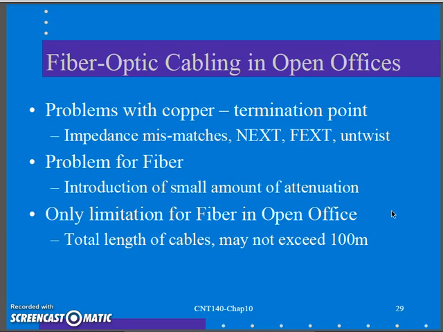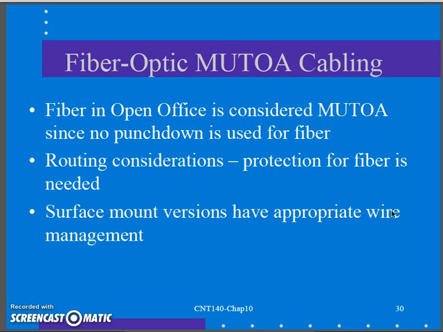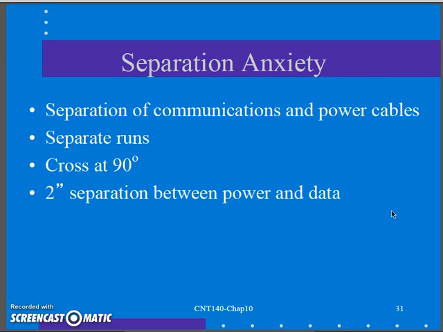They mention here fiber optic as well. The problems with copper: termination point, impedance mismatches, near-end crosstalk, all that good stuff. The problem for fiber is really small amounts of attenuation. And really the only limitation here is cable length for fiber optic. And I can use the same MUTOA. As we saw, that one MUTOA earlier actually had fiber drops in. I can use that same kind of thing.